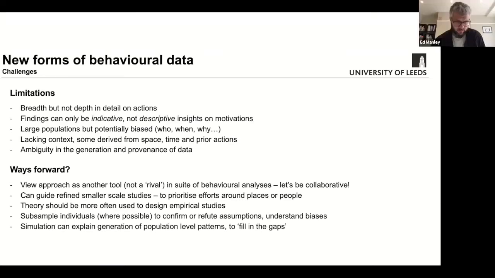But I think this approach should be seen as another tool in the toolbox, not a rival as it too often is. And I think collaboration is a way forward in this. How can this data guide smaller scale studies? There are some interesting trends occurring from February onwards in terms of household visitation during the third lockdown, which we don't really know that much about, but it's something we could start to explore with smaller scale studies. And of course, we can also carry out validation studies with smaller subsamples of individuals to start confirming or refuting the assumptions that we might build from these large scale studies and understand the biases.